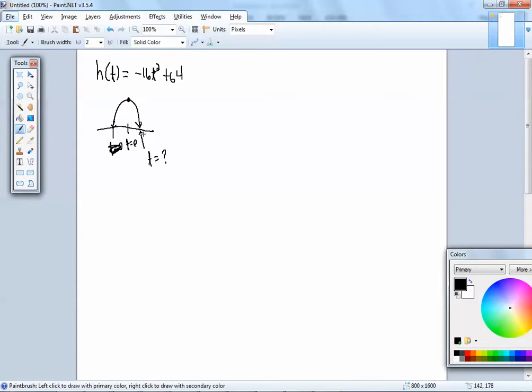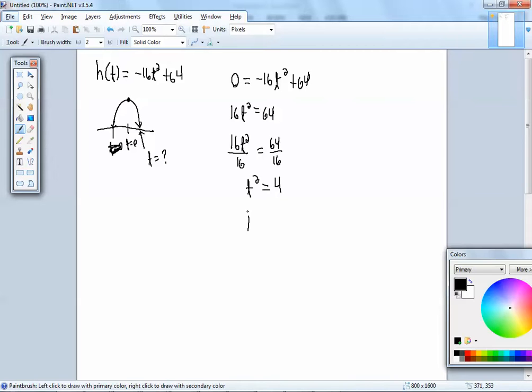Now at that point, height is 0. So what we're going to do is we're going to plug 0 in for the height. So I got 0 is equal to negative 16 t squared plus 64. Now I want to solve for t, so I take negative 16 t squared to the left side, becomes a positive 16 t squared. Divide both sides by 16. And we got t squared is equal to 4.